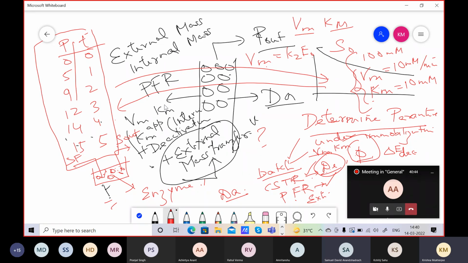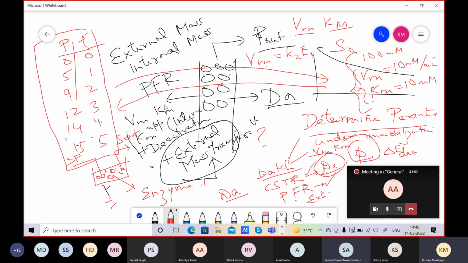Now, for God's sake, choose different values. If everybody chooses 10 millimolar Vmax per minute and everybody chooses Km 10 millimolar, then I know that you have copied it. Please choose different numbers so that I know that at least once in a while you have sat down and done this on your own.